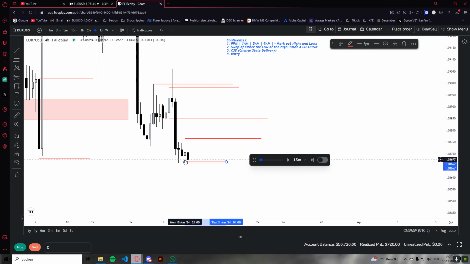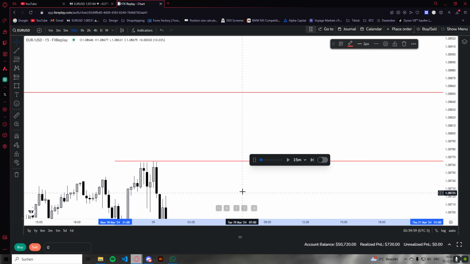That's the 9 p.m. candle. So we want to see a sweep of the low. Okay. We want to see a sweep of this low, and then inside a PD array, plus we want to see a CSD.